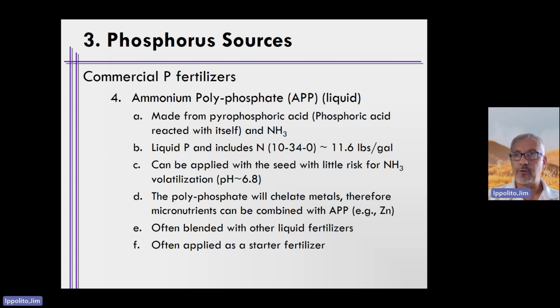The polyphosphate portion of the fertilizer itself has the ability to chelate metals. And so what does that mean? That means the ability to grab a hold of and maintain metals in the solution itself and not allow those metals to precipitate out of the solution. So you can add micronutrients to this fertilizer, for example, zinc or iron, and apply those micronutrients with the fertilizer itself. The beauty of this fertilizer, because it's liquid, is that it can be blended with other liquid fertilizers.